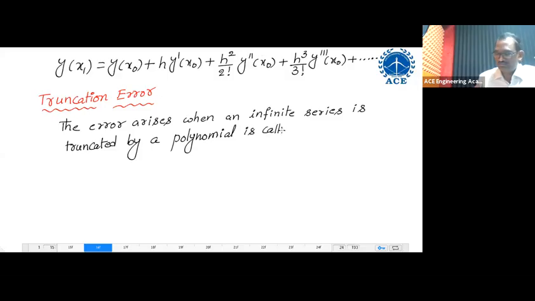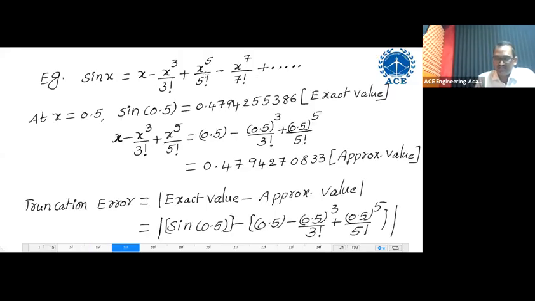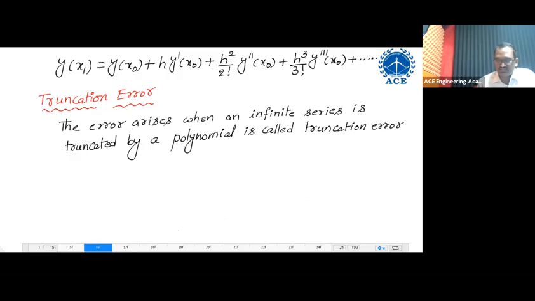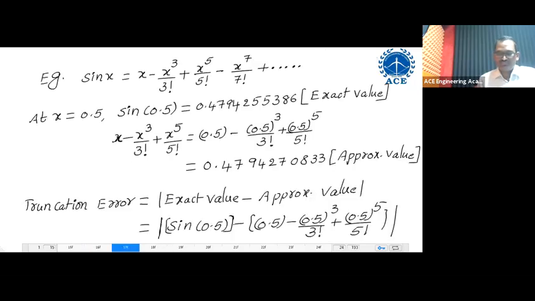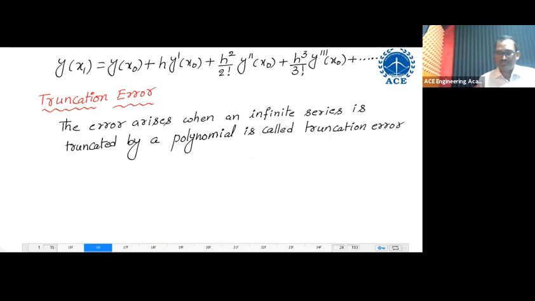Is called truncation error. The error occurs when an infinite series is cut by only a finite series. That finite series is called a polynomial. That is called truncation error. Note, simply remember this before going to solve the problems.